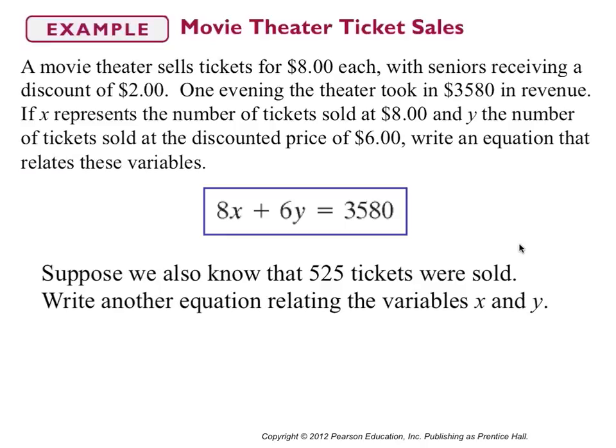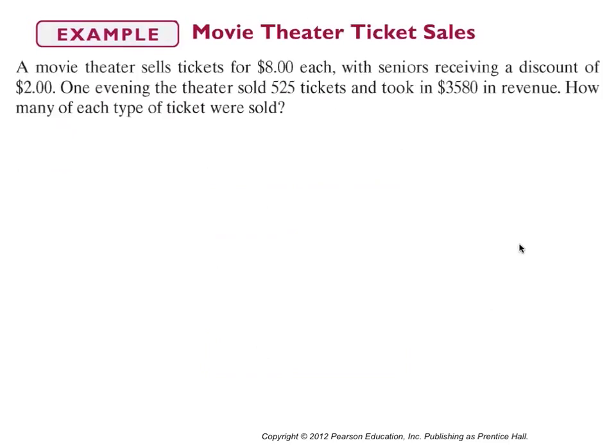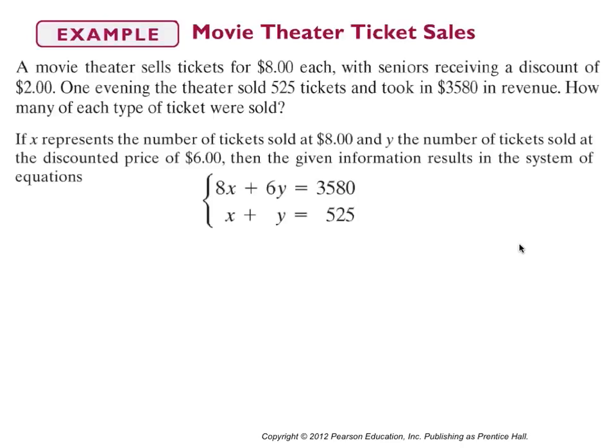And then we also know that 525 tickets were sold. You have to be given some other piece of information like this. So in this case, we know that x plus y is going to give us our total number of tickets, which is going to be 525. And now all we have to do is put those two things together. So we have kind of a system of equations now.